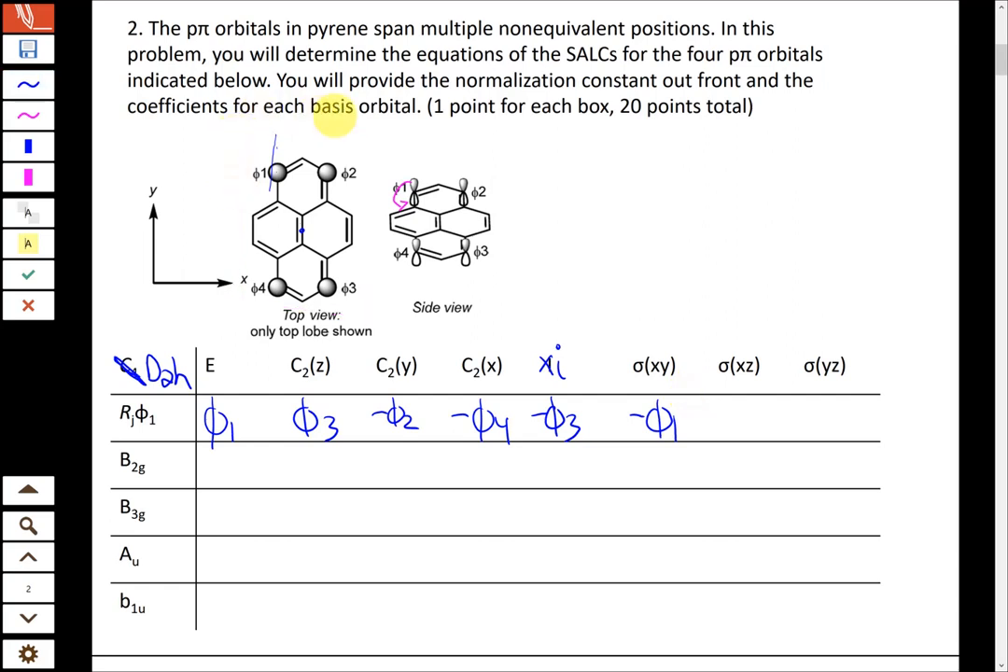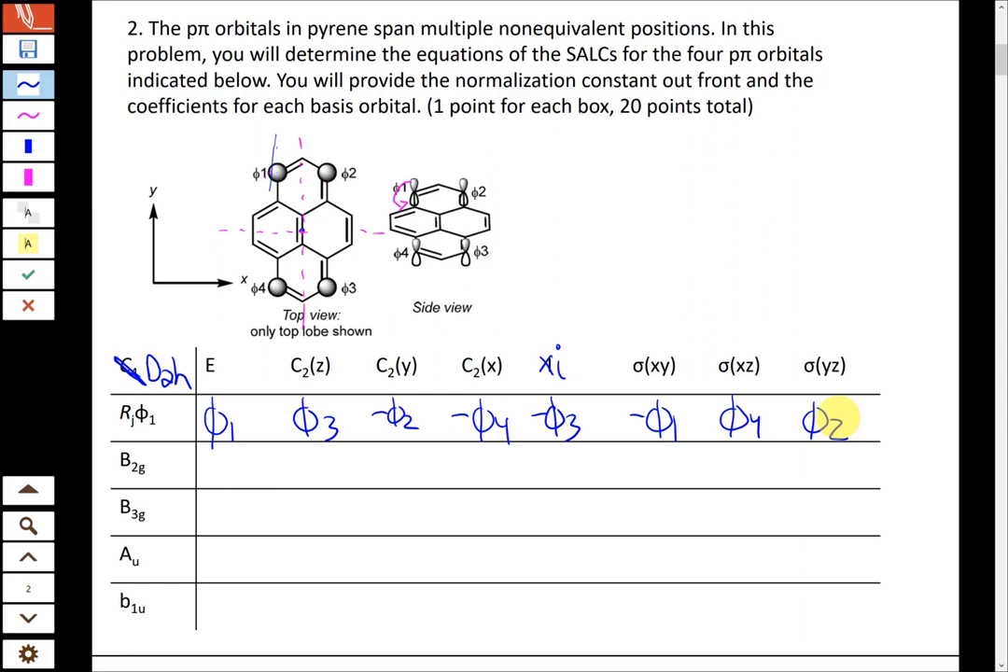For xz, we have a vertical plane that goes in that direction there. That's going to reflect phi 1 onto phi 4, and it's not going to change the sign this time because we're reflecting through a plane that has a z component to it. So we just flip it to that side, but don't flip the molecule over in that operation. So we get positive phi 4 for that, and then for yz, very similar story. This time the vertical direction, this is going to reflect 1 onto 2 without any change in sign. Okay, so that's what we get.